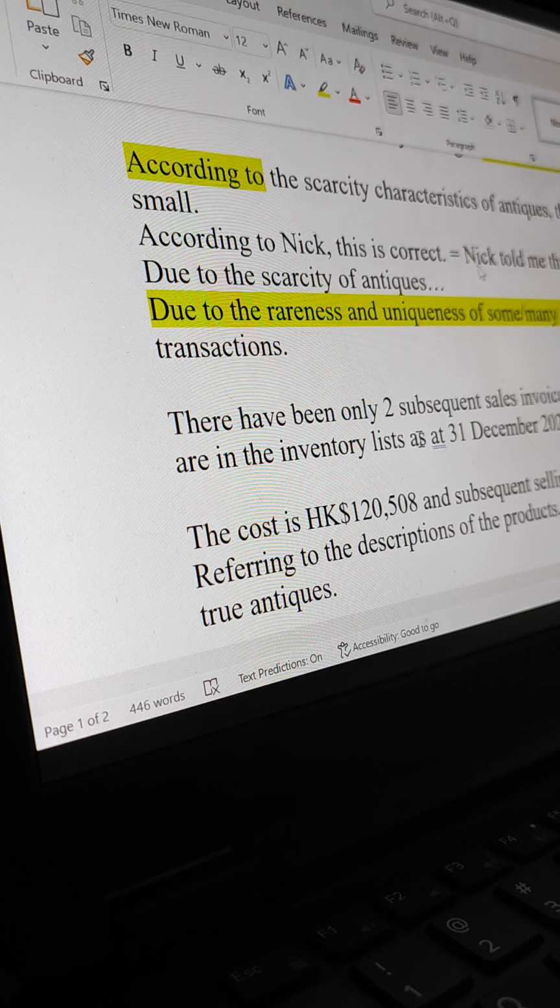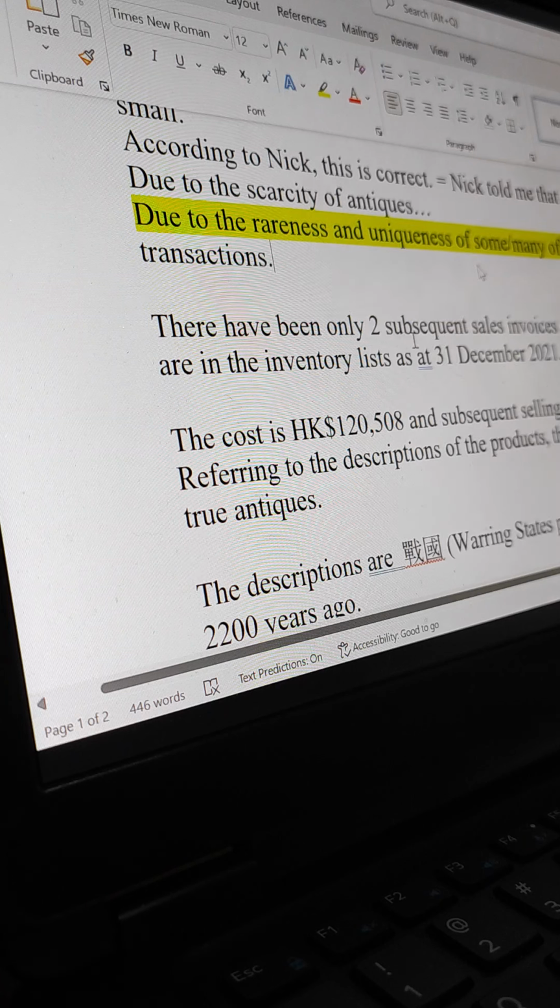Okay, the next bit. There have been only two subsequent sales invoices. Why have you got invoices of... Because there are two invoices. There's the sum of two invoices.